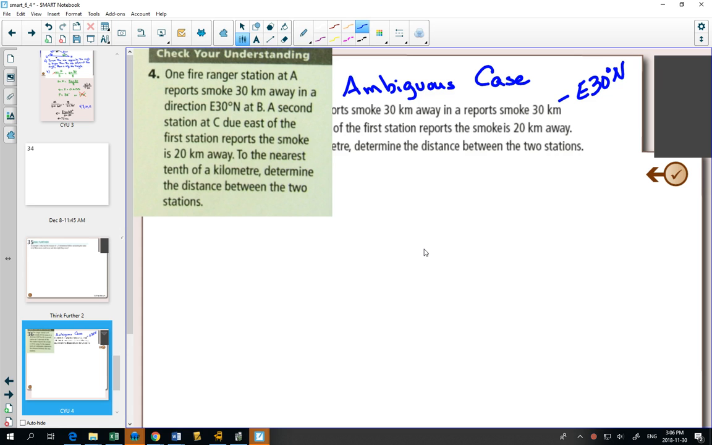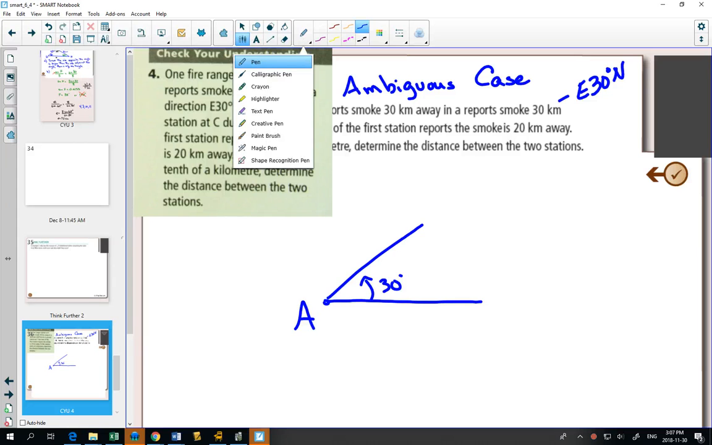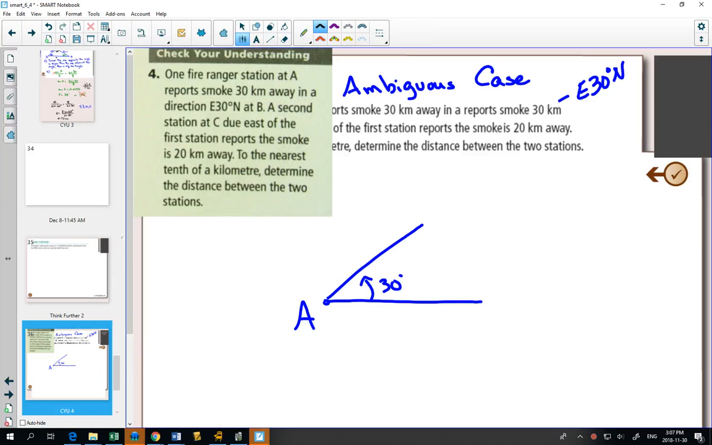So station A, east 30 degrees north, so he's facing east 30 degrees towards the north. That would be the angle you would be looking at. No, I drew west 30 degrees north. There we go. Here's A, east 30 degrees north. We did this before with directions, yes. And he reports smoke. So I'm going to draw some smoke in here. There we go. Beautiful. 30 kilometers away.